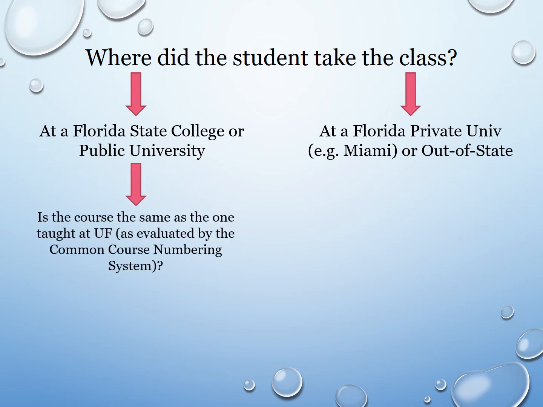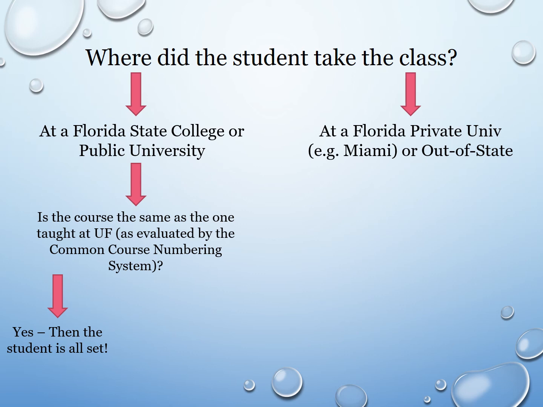Our next question is, now that we've established where they took it, is this course the same as the one taught at UF as evaluated by the Common Course Numbering System? That means, does it have a course equivalent here at the University of Florida? Does it have a prefix and last three number match to us here at UF? And if so, then the student's all set. We don't have to worry about anything. It's automatically being evaluated and reviewed and accepted as the equivalent course at UF.